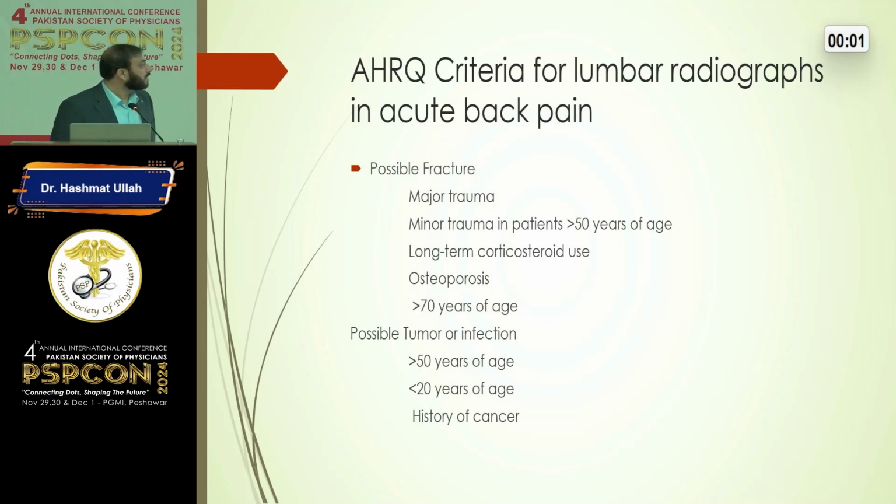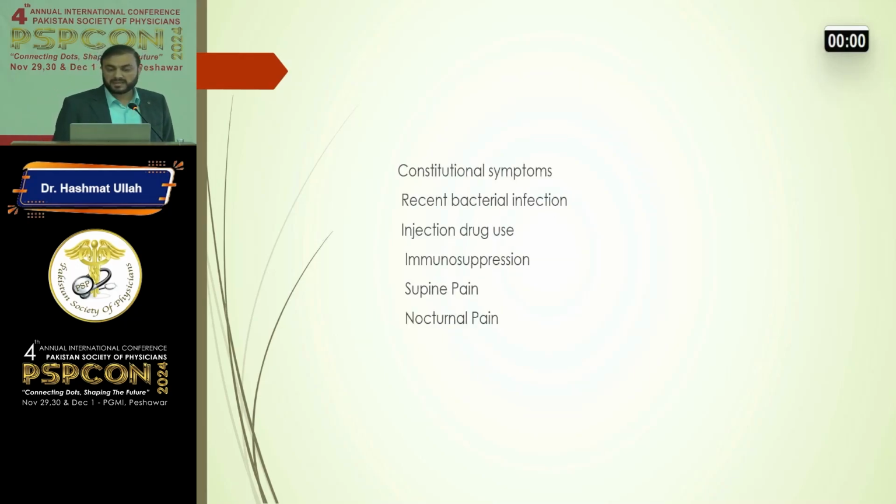Imaging in acute back pain: possible fracture in the form of major or minor trauma, possible tumor or infection. The patient is more than 50 years of age or less than 20 years of age, or has any history of cancer, constitutional symptoms, or the patient is immunocompromised, like using IV drugs or immunosuppressant therapy, and the patient has any nocturnal pain. This is important, the nocturnal pain. Always keep on taking a very good history. Detailed history is important.